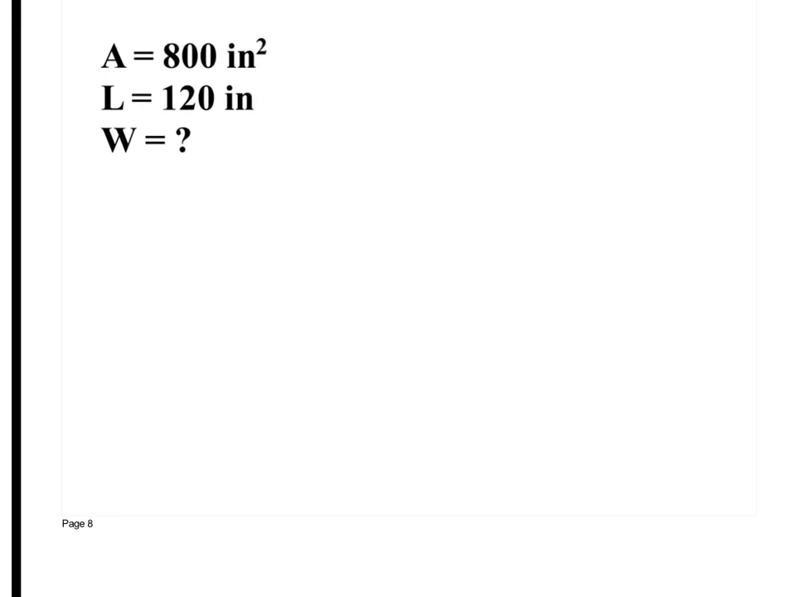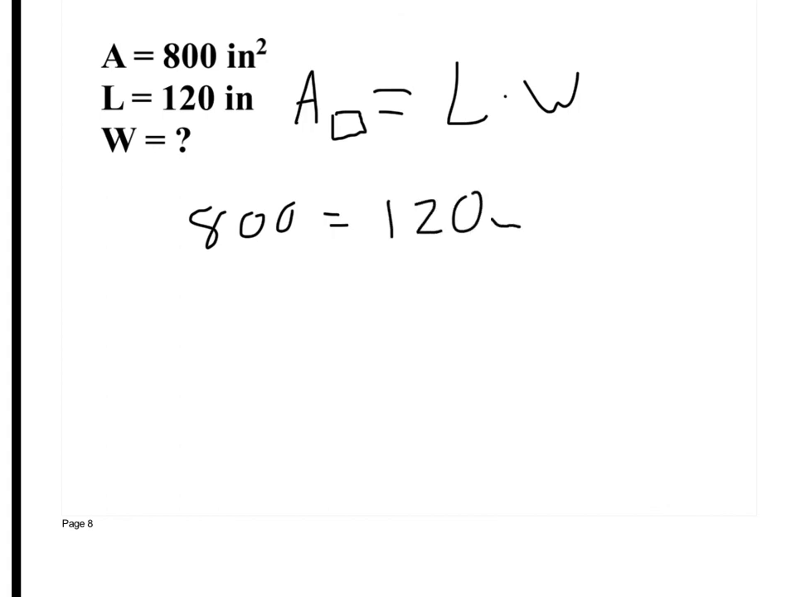We're going to find the area of a rectangle, except we already know what the area is, so we've got to find the width. It says the area of a rectangle is 800. The length is 120. We've got to find the width. Always write the formula first. I don't care how many times you have to write it. The formula for the area of a rectangle is length times width. So what we do is we plug in what we know: 800 is equal to 120 W.